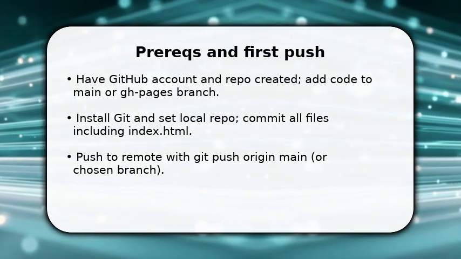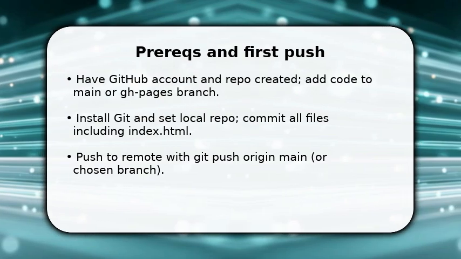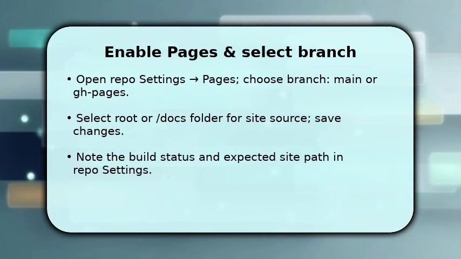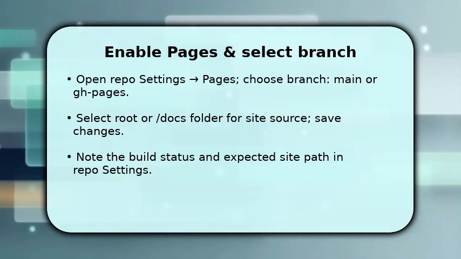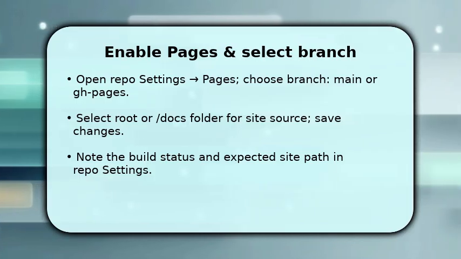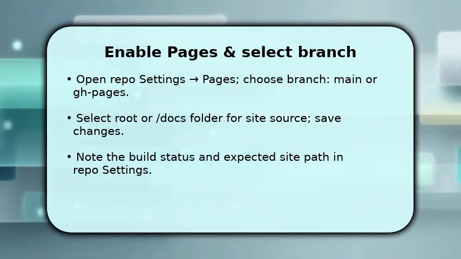You now enable GitHub Pages inside the repo settings. Go to Pages, pick the branch you pushed, main or gh-pages, and choose root or /docs based on where index.html lives. Click Save and GitHub will queue a build. This is important because the site won't appear until the build finishes. Make sure to check the build status message displayed and the site path GitHub shows.